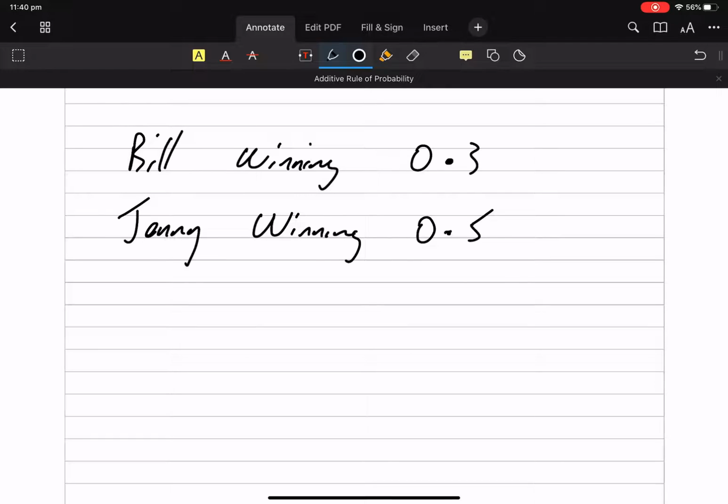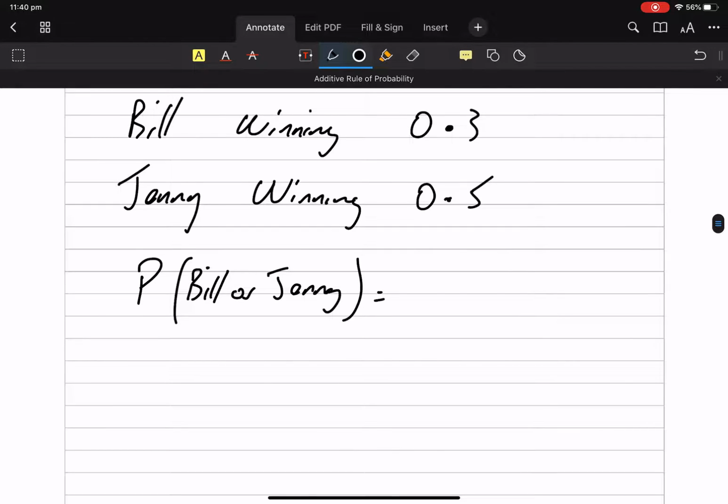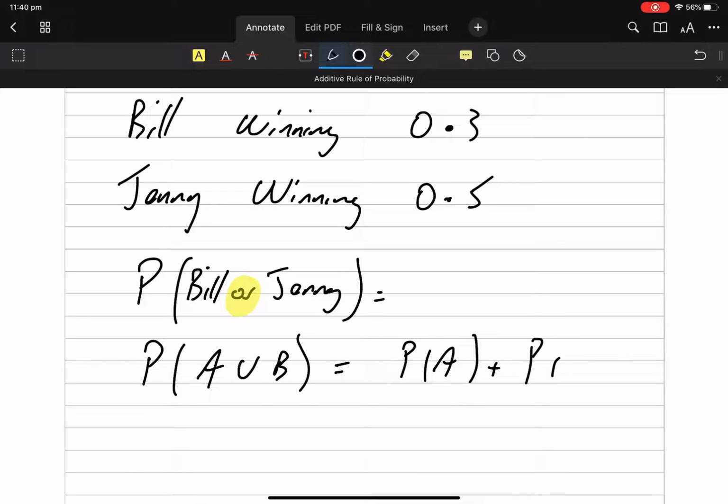So in the race, what is the probability that Bill or Jenny win? Right? So what is the probability that either of them wins? We're going to highlight this word OR and go, OR is plus, Mr. Finney said. So the probability of A or B equals the probability of A plus the probability of B.